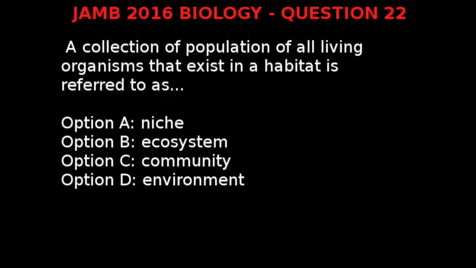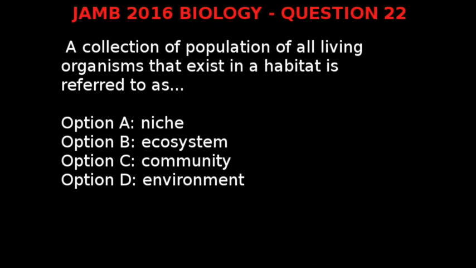JAMB 2016 Biology Question 22. A collection of population of all living organisms that exist in a habitat is referred to as option A, niche, option B, ecosystem, option C, community, option D, environment.